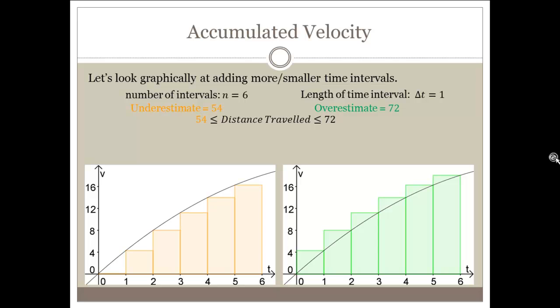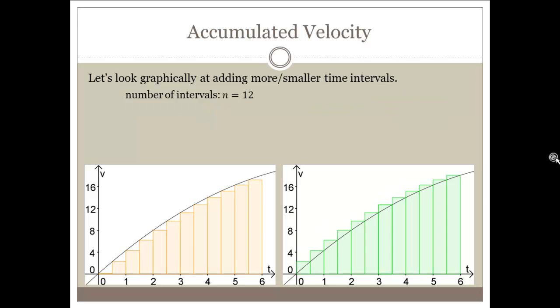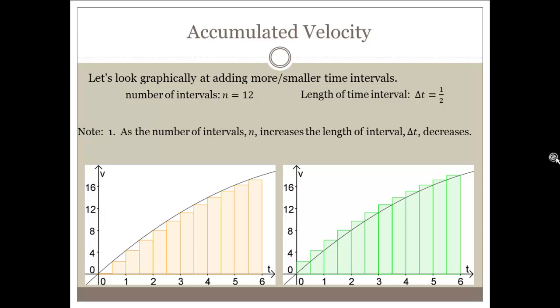Now, how can we make this even better? Let's increase the time intervals from 6 to 12, making them each half a second. Notice that as the number of time intervals, n, increases, the length of the time interval, delta t, decreases.